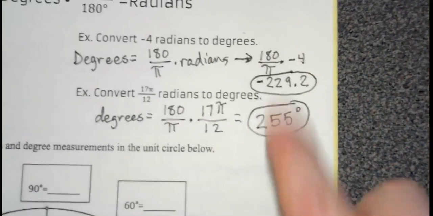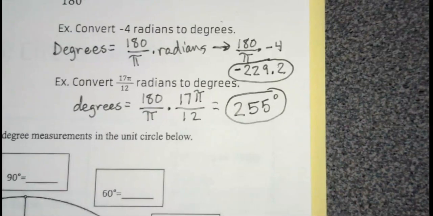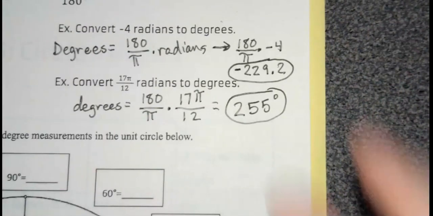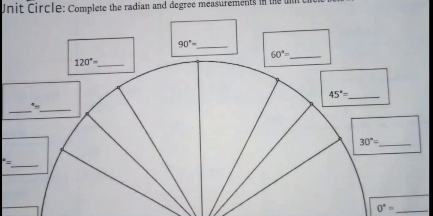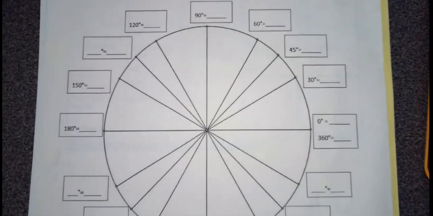Okay, so now we're going to come down here. Have that, hopefully. We're going to come down here and look at this unit circle, and I'm going to explain how this works really quickly.